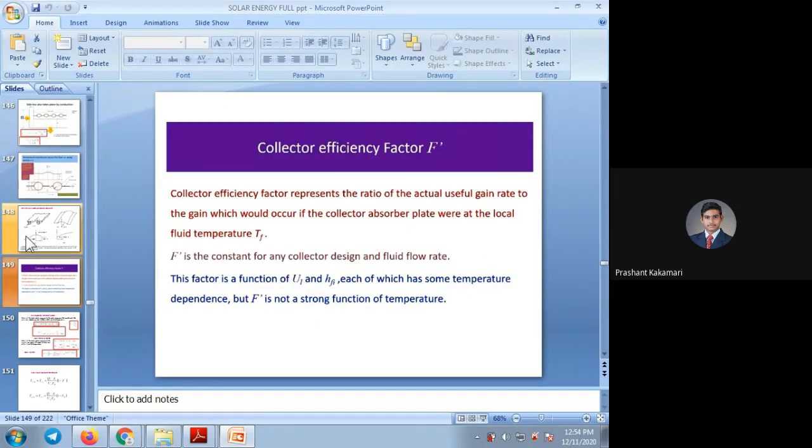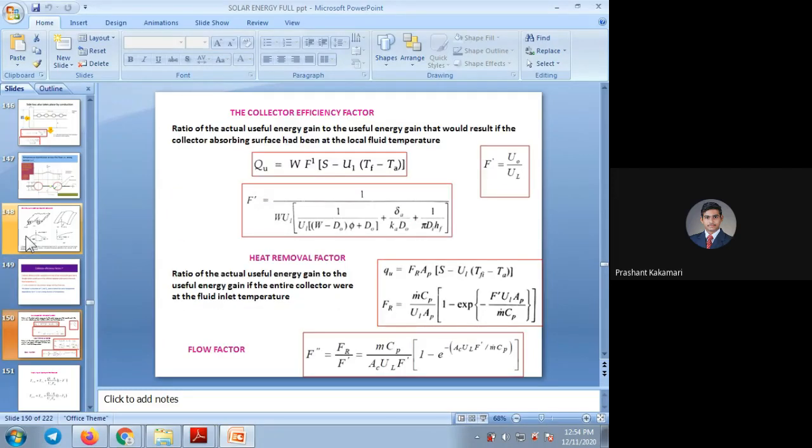Then we have collector efficiency factors and these definitions. This is also very important. Definition of collector efficiency factor, heat removal factor, and flow factor.